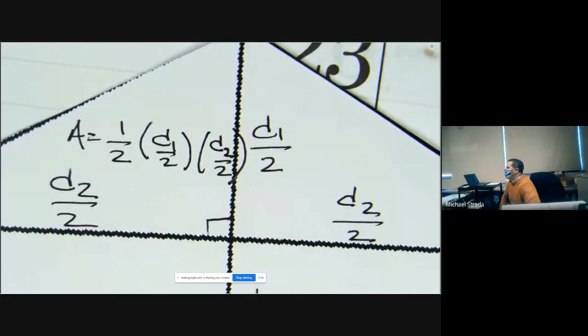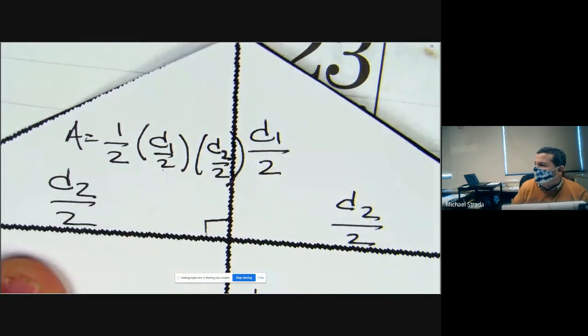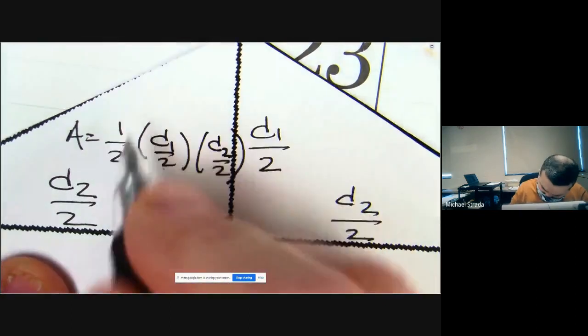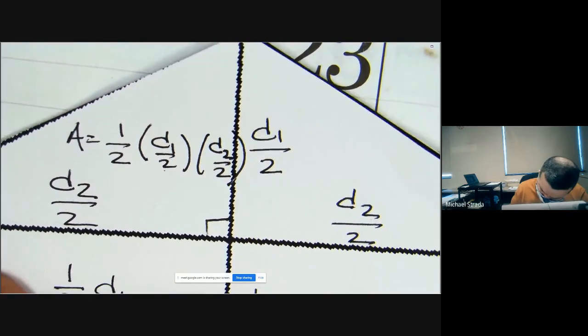Does that make sense to everybody from last week? Every triangle is 1/2 base times the height. So now I'm going to multiply all my denominators together. 2 times 2 is 4. 4 times 2 is 8. So at the end of the day, the area of each triangle is going to be 1/8 D1 D2.